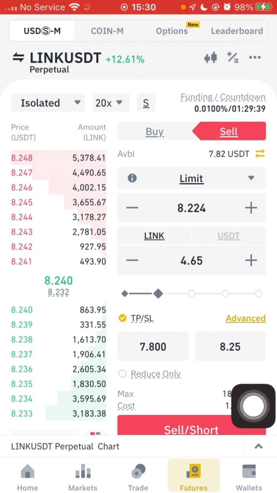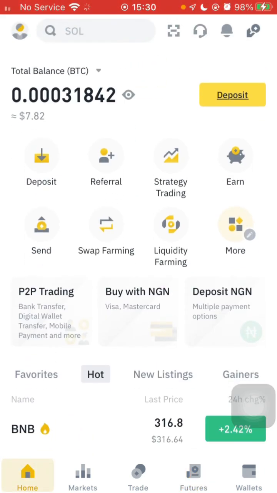So for those of you that use Binance, you will know this is your home page. This is applicable to every platform you use to trade futures. As you can see at the down tab here, you can see the markets tab, the trade tab, the futures tab, and the wallet. So currently on my Binance I just have $7.82.